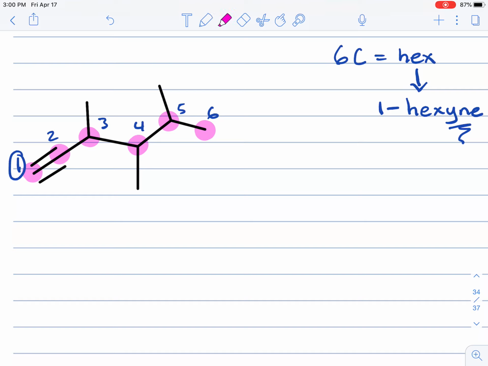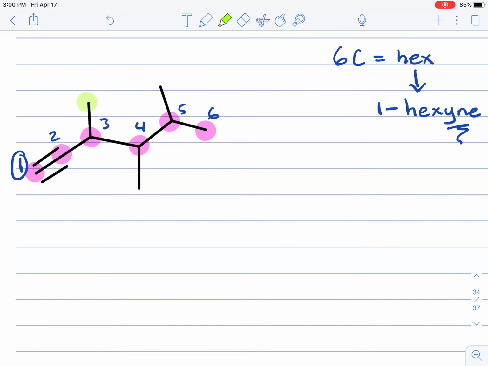All right, so now that we have the triple bond, we're going to go ahead and identify our substituents. So I have one there, and one here. Okay. And so if you look at the identity of the substituents, it's just one line ending in 1 point. So that means it's a methyl group. So I have a 3-methyl. I have a 5-methyl. I have a 4-methyl.